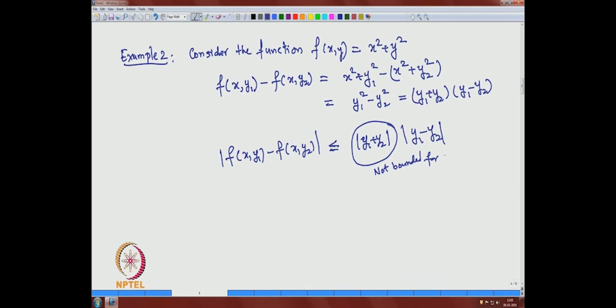For all (x, y1) and (x, y2). Of course, if the y coordinate is bounded, then this quantity can be bounded by a constant. So for example, if you take an infinite strip, this is the x axis and this is the y axis.